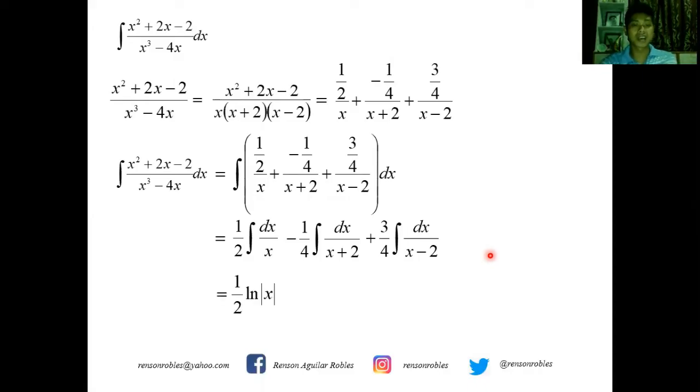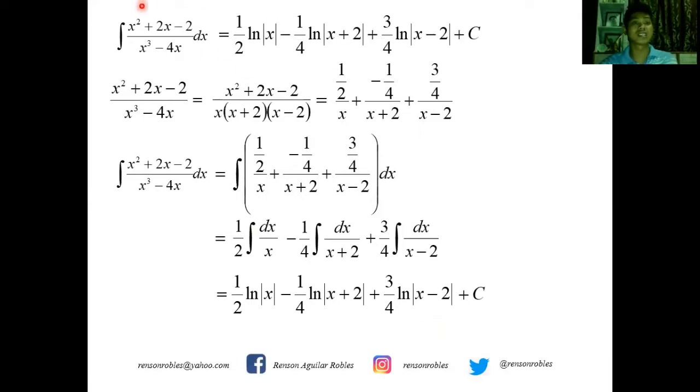Particularly, we have 1/2 the integral of dx over x is equal to 1/2 ln|x|, minus 1/4 the integral of dx over (x + 2) is negative 1/4 ln|x + 2|, plus 3/4 the integral of dx over (x − 2) is equal to 3/4 ln|x − 2|, and then you can now add c. So that means the integral of (x² + 2x − 2)/(x³ − 4x) dx is equal to 1/2 ln|x| − 1/4 ln|x + 2| + 3/4 ln|x − 2| + c.